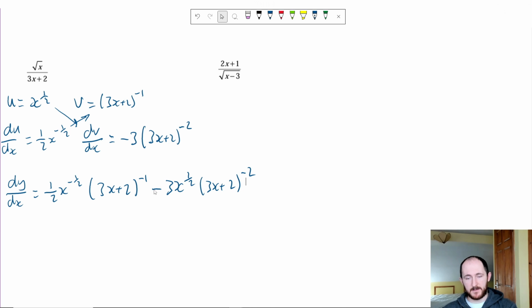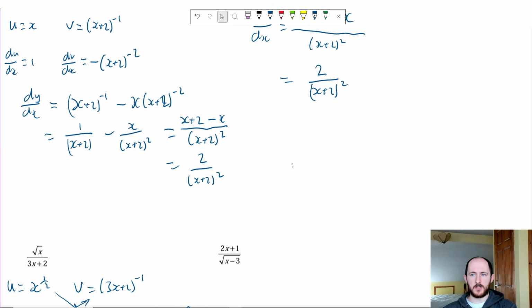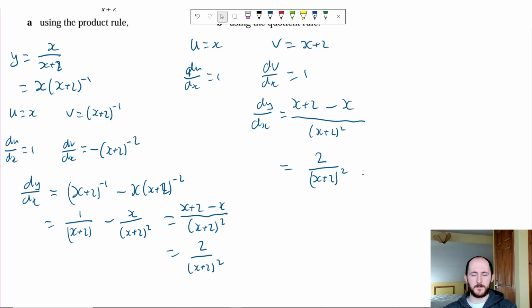But if you wanted to simplify it, you would have to times the first one top and bottom by 3x plus 2 and combine it in that way. Or again, you could just use the quotient rule and get there as well.